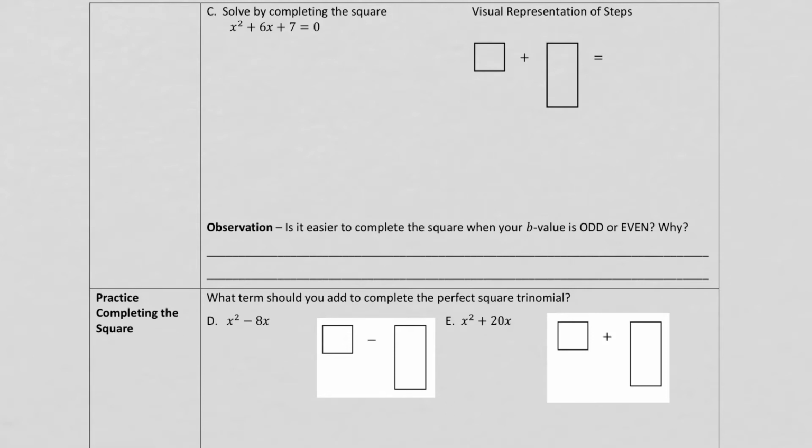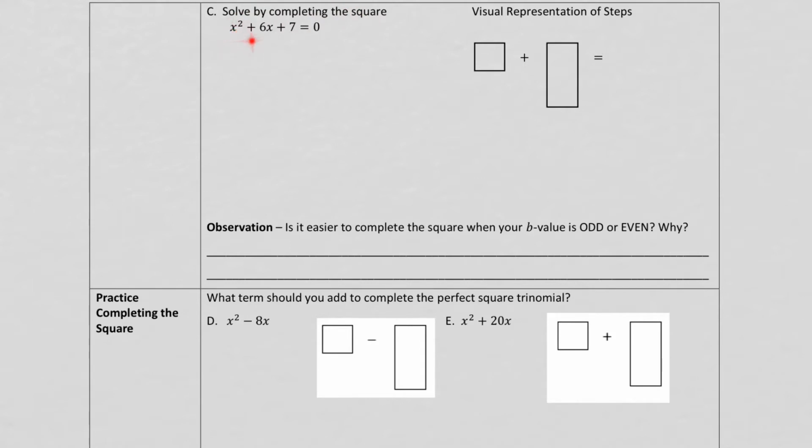Alright guys, so now you have the steps for completing the square from above. Let's try example C here. We'll do it algebraically, but we'll also give you the visual of what's happening at each step. So first, when you solve by completing the square, you have to set a equal to 1, which it is in this case.